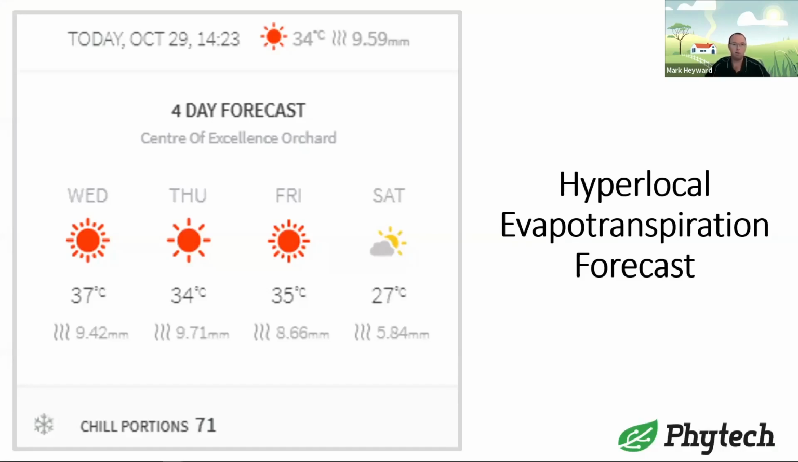And the example that we see here is for an orchard in South Australia for last year. We see some different values there, different days, different temperatures, but also more importantly is the varying number given in millimetres there, ranging from 5.84 millimetres through to 9.71 millimetres. That's the second part of the Phytech service.